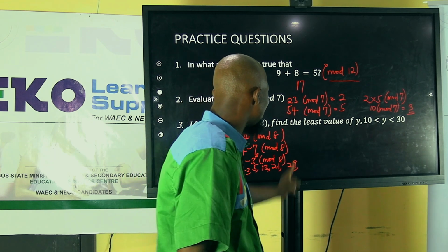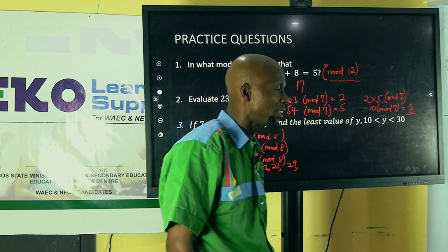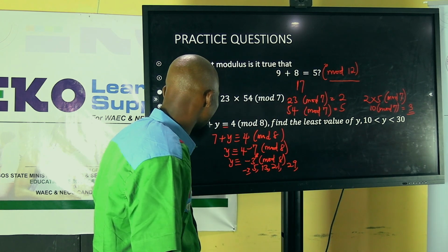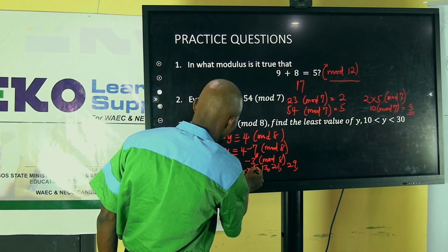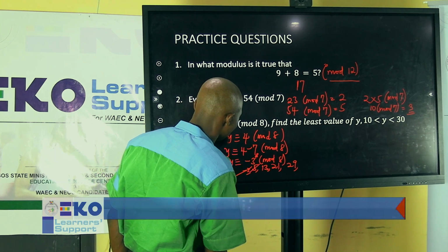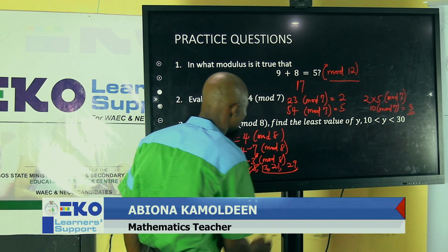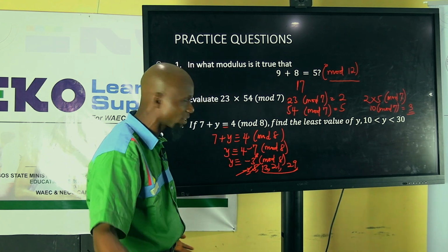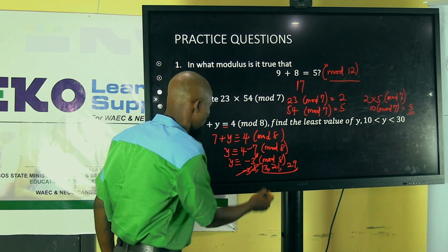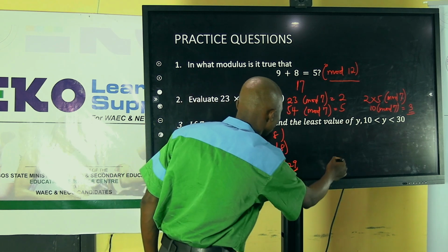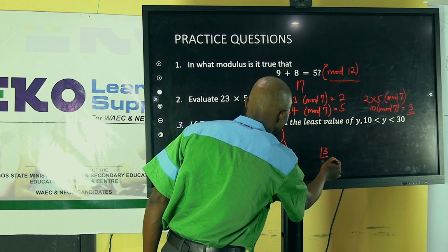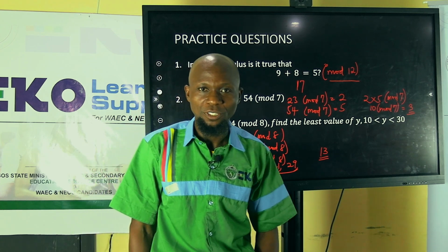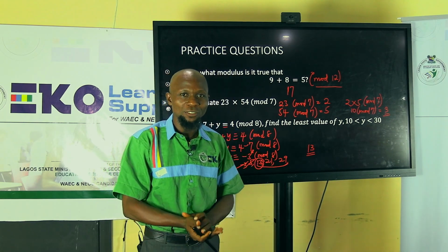But the question is, find the least value of y between 10 and 30. So this is not between 10 and 30. This is not between 10 and 30. But these are between 10 and 30. And we are asked to find the least of the values. So what is the least? Good, 13. So the least of the values is 13. So that is the solution to the practice questions. I hope you get them well.